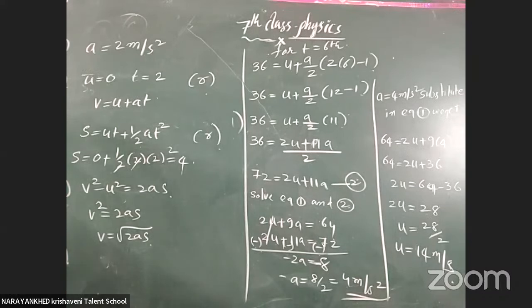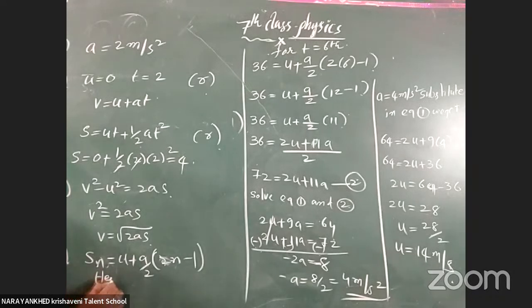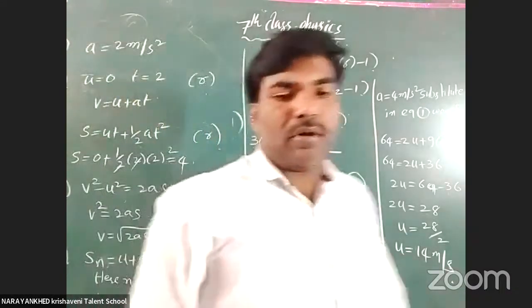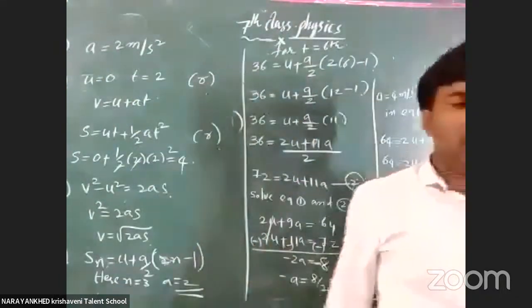Okay, you have to take this: distance covered in the third second in meters. That is Sn is equal to u plus a by 2 into (2n minus 1). Here n is equal to 3 and a is equal to 2. You have to substitute. u is already 0. Got it or not? By using these hints, you have to find out whatever answers are there. Already given 2, the remaining 2 you have to do.